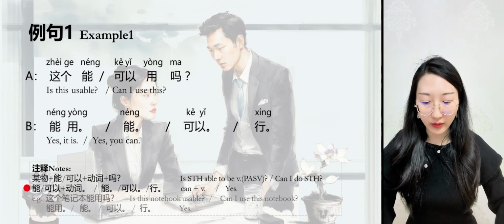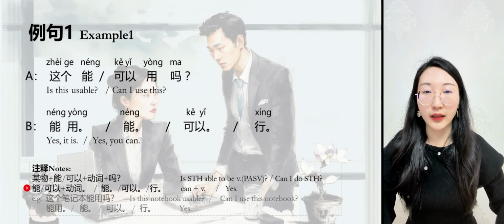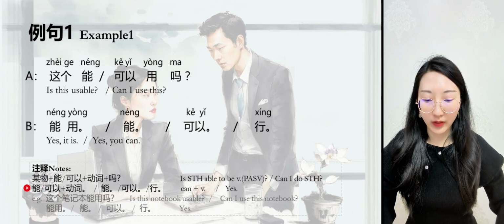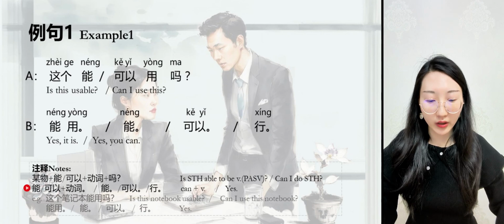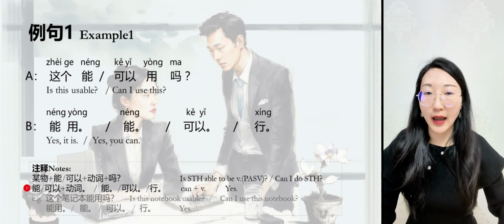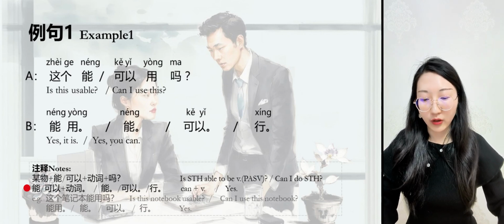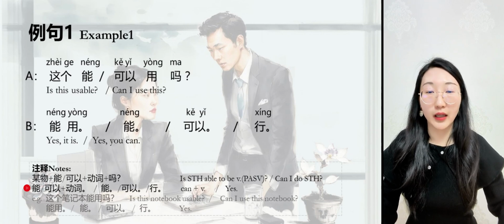And that's about the question sentence. And as for the answer, we know the positive answer first. It's 能 or 可以 and 动词 verb. Can do something, something can be done. Or you can just shorten it to 能, 可以, 行. Just like we explained in the vocabulary part, 行 means carry out, apply, pass, do. So by saying it's a pass, it means yes, you can do it. Yes, it can be done.